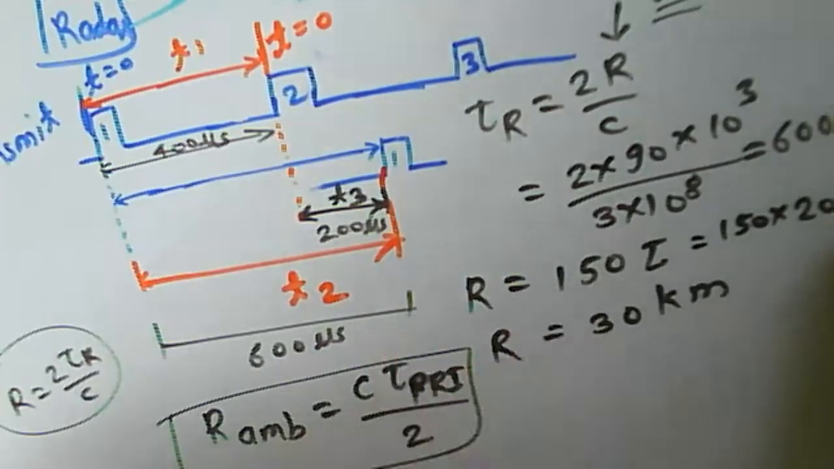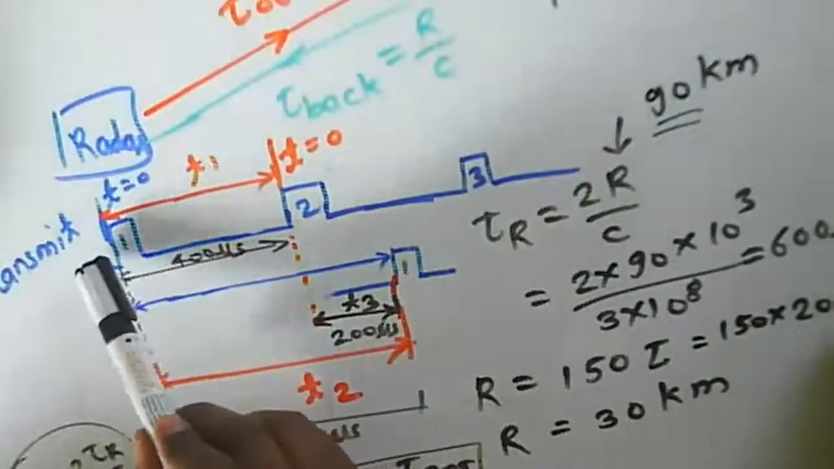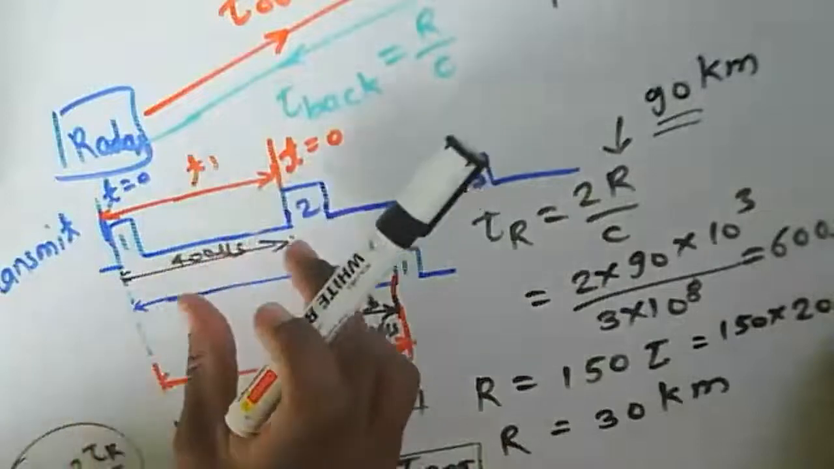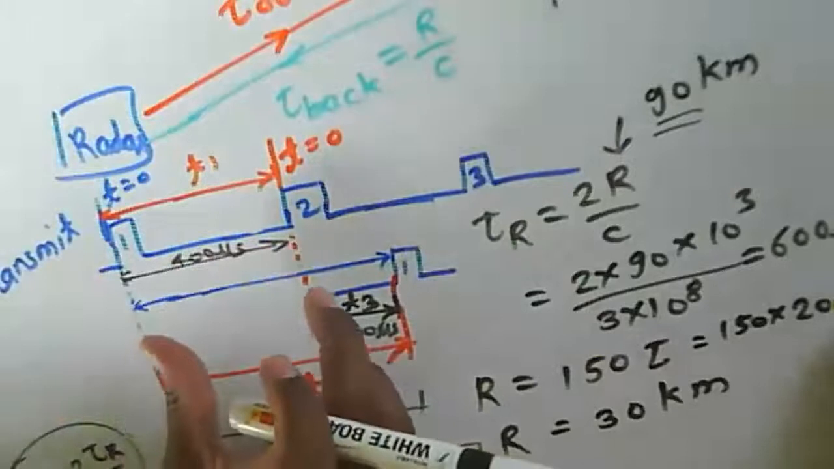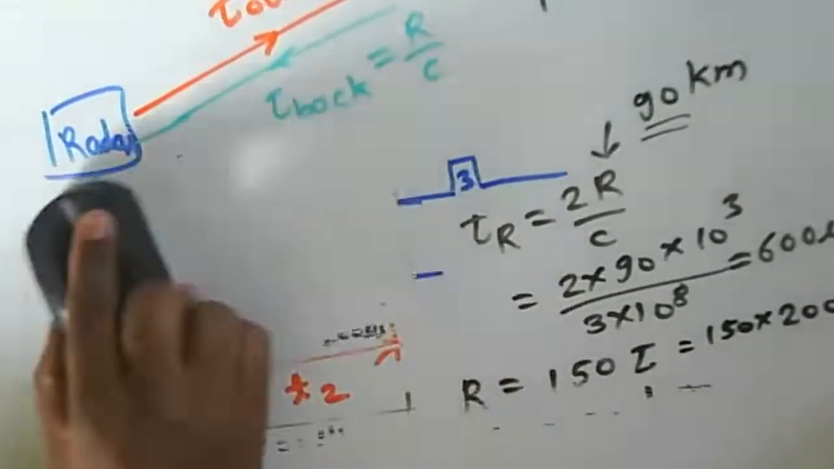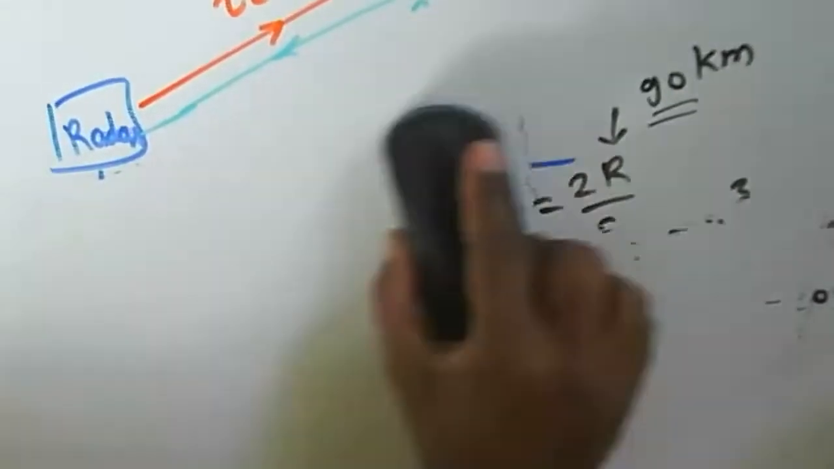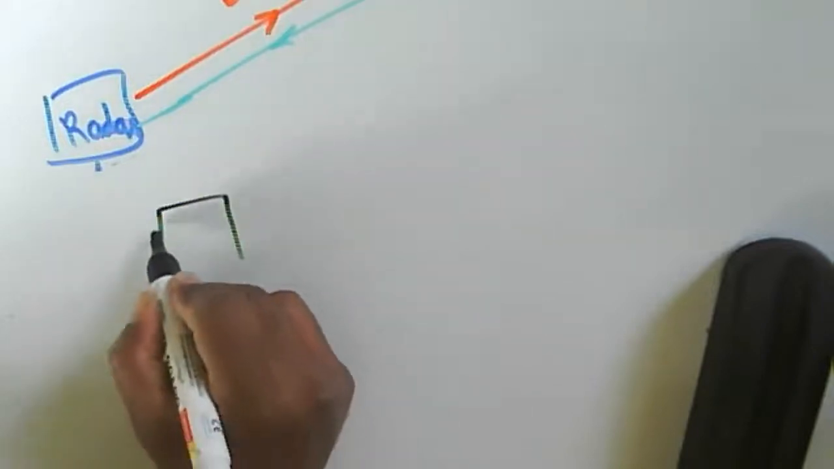So to avoid that ambiguity, the radar is to be designed in such a way that instead of sending pulses of the same duration, we send a group of pulses, or a pulse train. Instead of sending a simple single pulse, we are supposed to send a group of pulses. So what do you mean by a group of pulses?